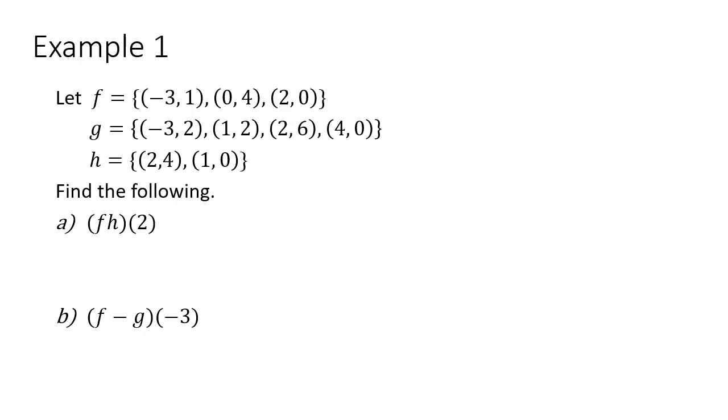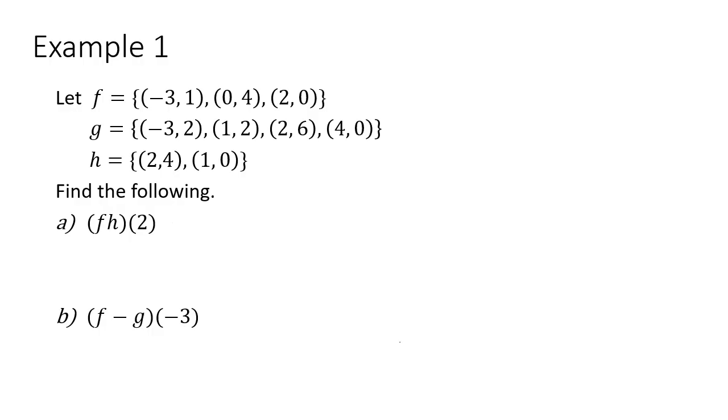So let's take a look at some basic combinations and function evaluation that goes along with it. So in example 1, we are given 3 discrete functions, f, g, and h, as a list of ordered pairs. And for part A, we're asked to find f times h of 2. And we're not even asked to find the domain or anything like that here. So this is really straightforward. It's just straight up going by the definitions on the previous slide.